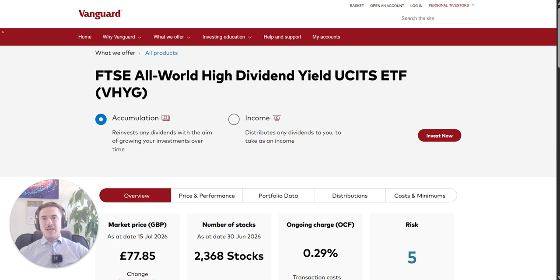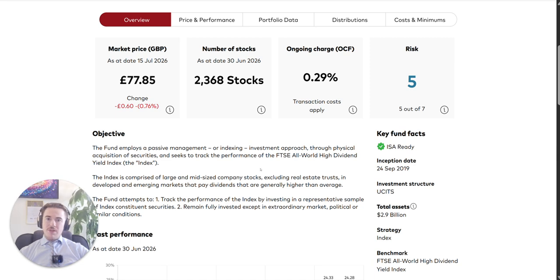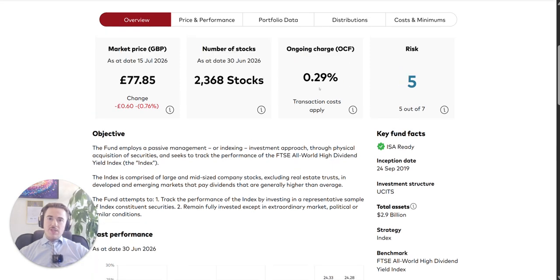In today's review we're going to be taking a look at Vanguard's FTSE All-World High Dividend Yield ETF, which is an ETF that tracks the performance of the FTSE All-World High Dividend Yield Index, which is an index comprised of large and mid-sized company stocks, excluding real estate trusts, in developed and emerging markets that pay dividends that are generally higher than average. We can see the fund has 2.9 billion of AUM, an inception date of the 24th of September 2019, and an OCF of 0.29%.